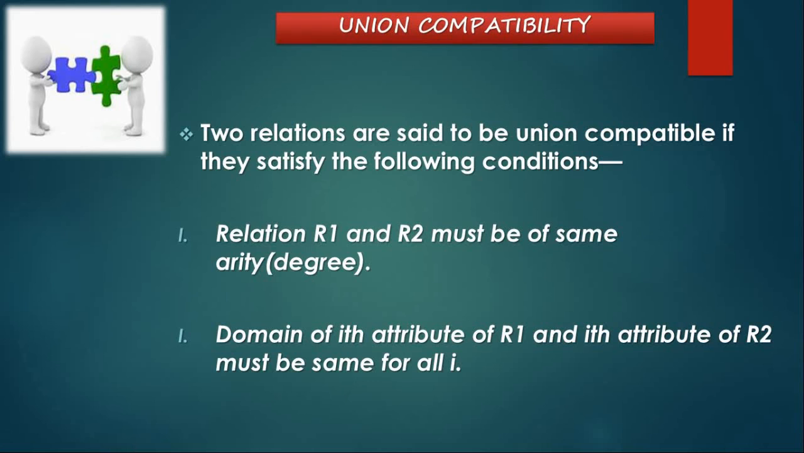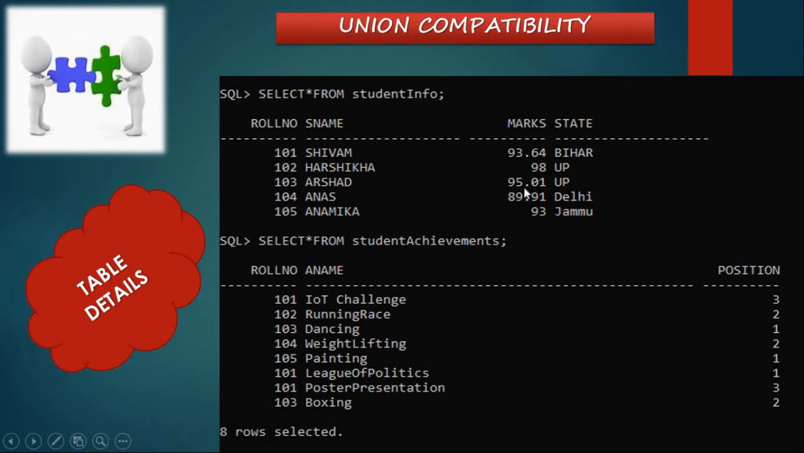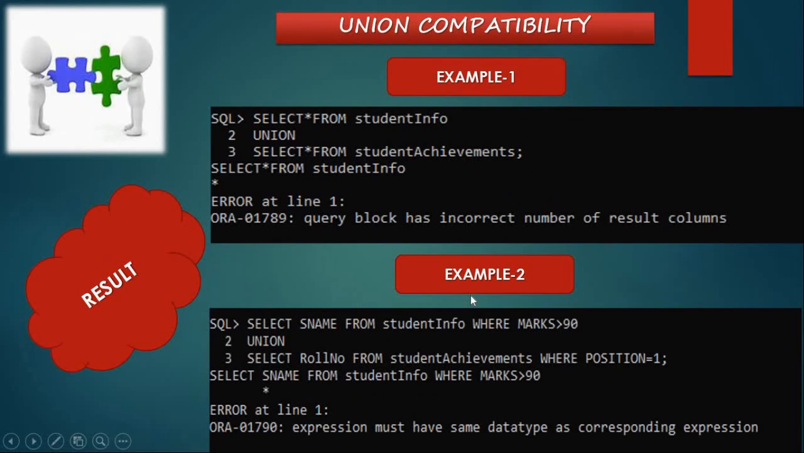It will be more clear with examples. So let's move on to examples. Here we created two tables: student information and student achievements. The attributes of student information are roll number, student name, marks and state, and likewise student achievement includes roll number, achievement name and position. The first query is selecting all from student information union selecting all from student achievement. Let's call them set A and set B. Then we are applying a set operation, which is union, on them. So it should satisfy both the conditions.